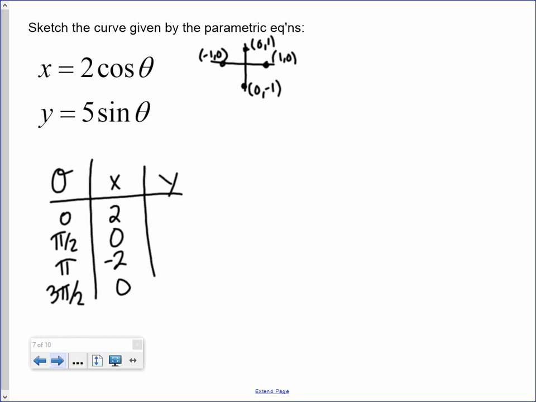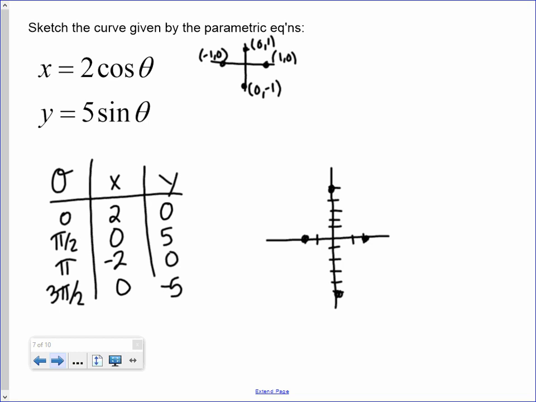Go to your y's. 5 times sine of 0, the sine of 0 is 0, so 0. 5 times sine of pi over 2, that's 1, so 5 times 1 is 5. 0 and -5. Plot those points: (2, 0), (0, 5), (-2, 0), (0, -5).